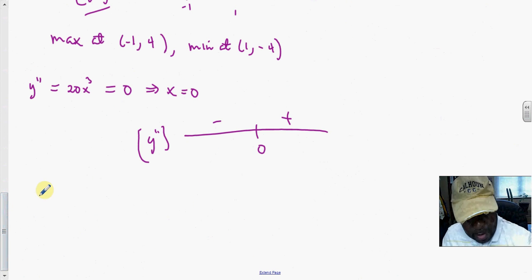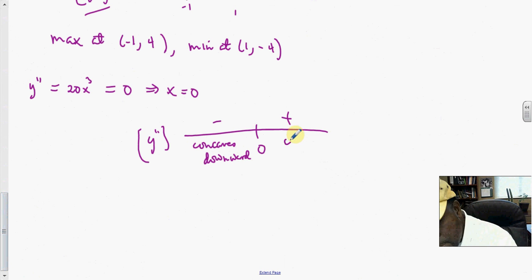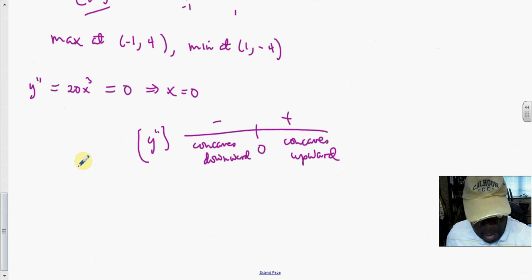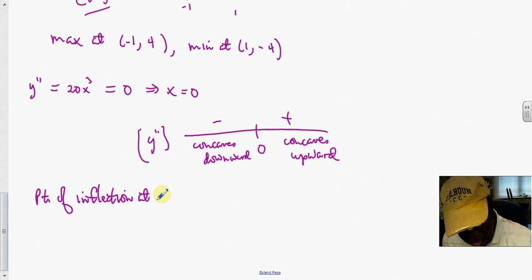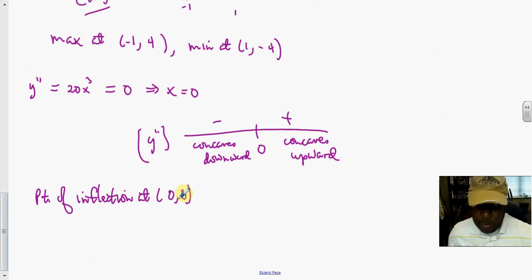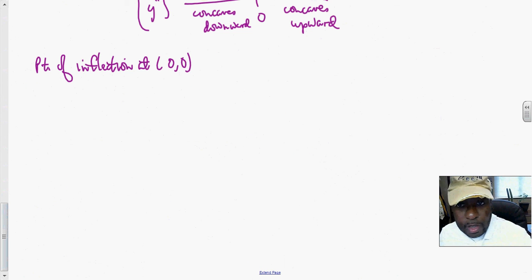Good, right? So this is concavity: concaves downward, concaves upward. So here we have a point of inflection at 0, 0. So I think we have everything we need to graph this. I'm going to get you, a classic movie that I do recommend.